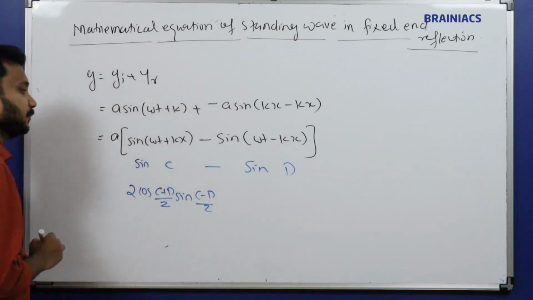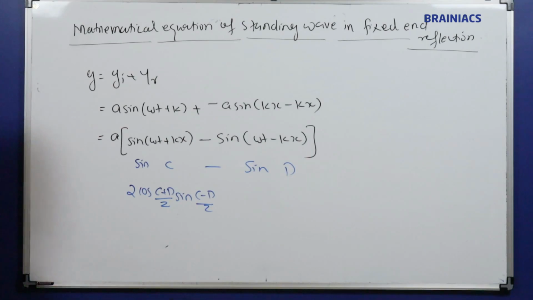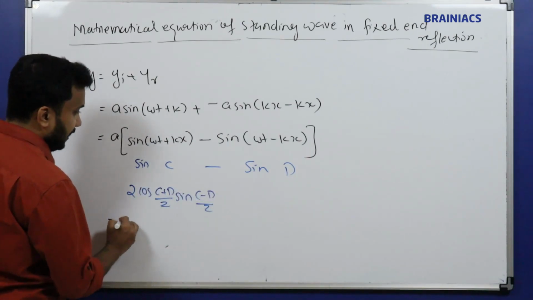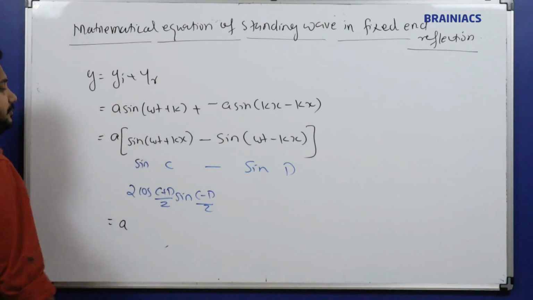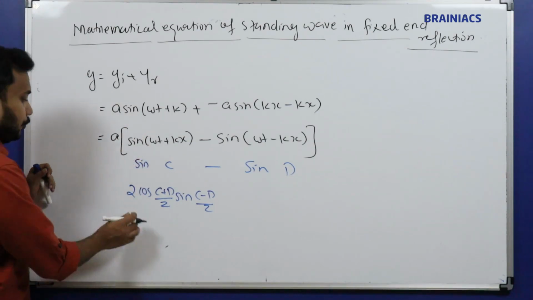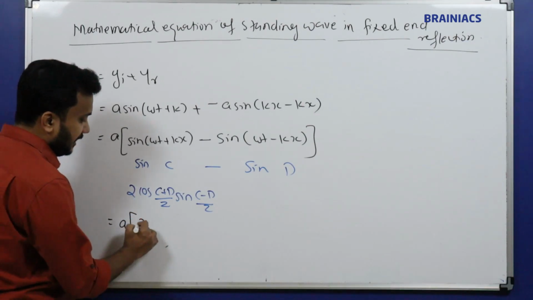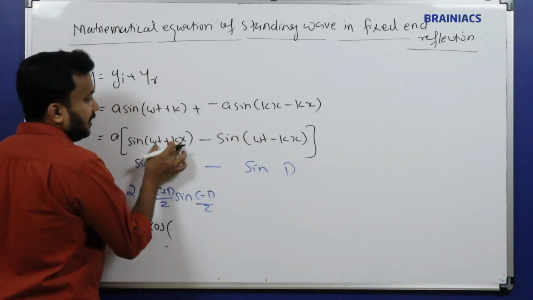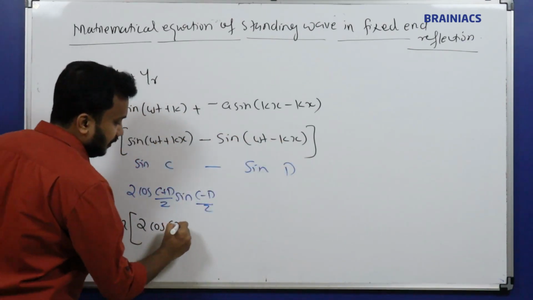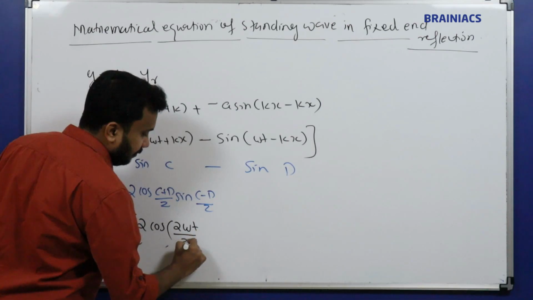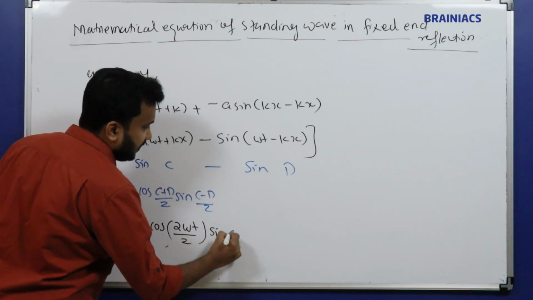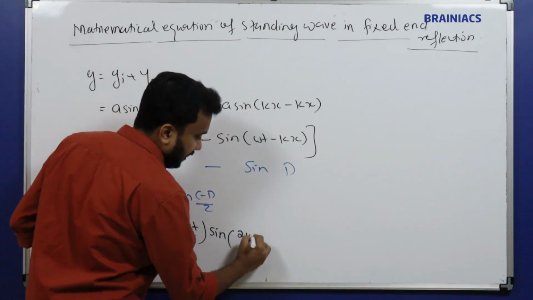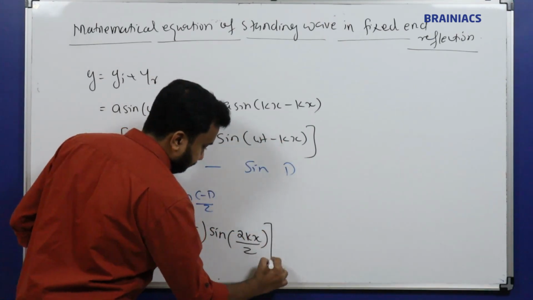This is the formula. Okay, this formula we are going to apply over here. If you are not remembering it, at least remember it now. So now we are going to apply it. A into sin c minus sin d: the 2 value is taken, and the balance is 2 cos of (c plus d) by 2. We have to add these two, omega t plus kx and omega t minus kx. What we get is 2 omega t divided by 2, into sin of (c minus d), omega t minus kx minus omega t plus kx, so 2kx divided by 2.